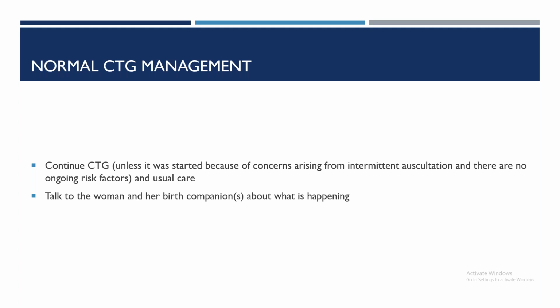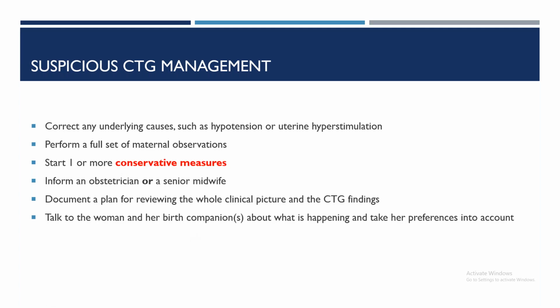So if you are doing this continuous electronic fetal monitoring for any risk factor, you have to continue this CTG. If you have started the CTG, as I told you, with any problem with intermittent auscultation, like any deceleration or any change in variability, like decreased variability you find out on the intermittent auscultation, then you have to continue the CTG for 20 minutes. If it becomes normal, then you can discontinue that CTG. And whichever CTG it is, whether it is normal, pathological or suspicious, you have to talk to the woman and her birth companion regarding what is happening. Okay.